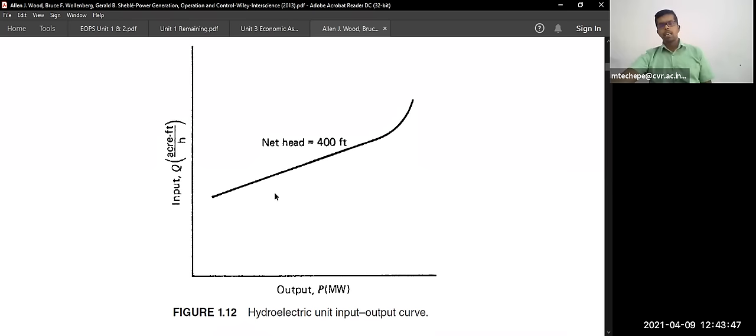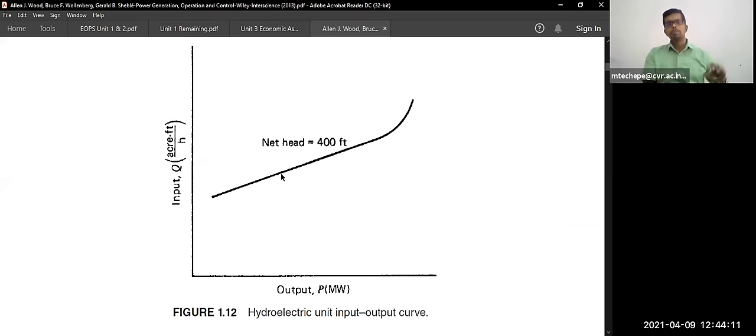In our generating stations, maximum we are generating around 100 megawatt, and the generating units may be 5. So 100 into 5, 100 into 10, or 200 into 5, like that. So maximum 1,000 megawatt or 2,000 megawatt.